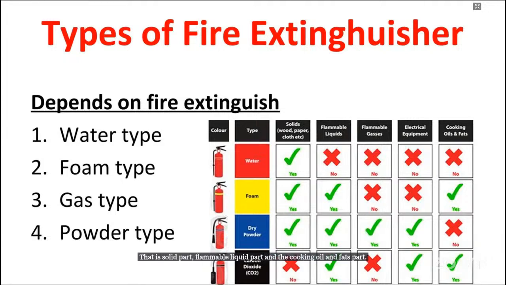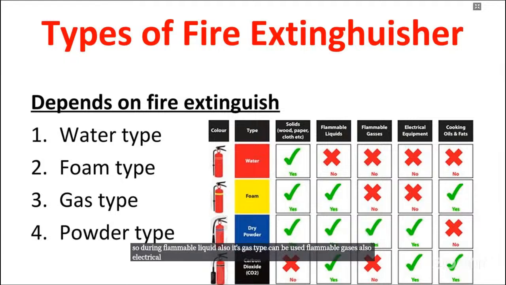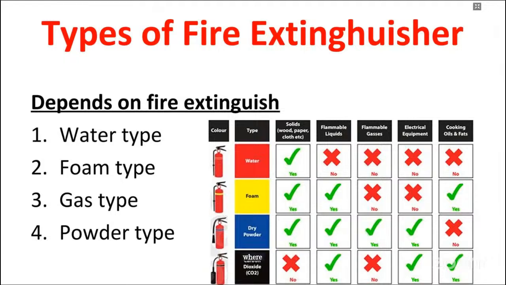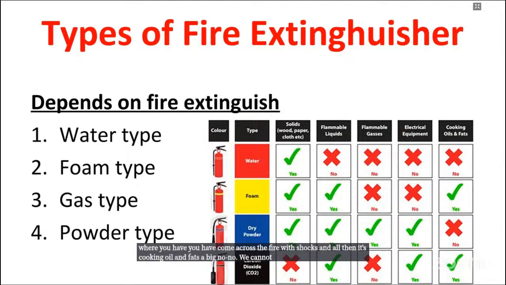Moving on to the gas type one, it's very much important that the gas one would deal with solids: wood, paper, clothes, etc. So these are basically the causes of fire, and these are the extinguishers where we can use these things. For flammable liquid also, the gas type can be used. Flammable gases also, and electrical equipment, electrical shock, where you have come across fire with shocks and all. Then cooking oil and fats, a big no-no. We cannot use this gas type fire extinguisher.